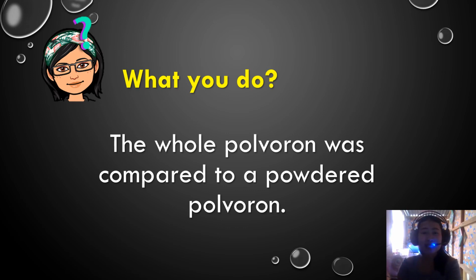Keep in mind that in an independent variable, the factor is changed in the experiment. Or, going back to the problem, a person wants to test which of the polvoron prepared, the whole polvoron or powdered polvoron, will dissolve faster in hot water.